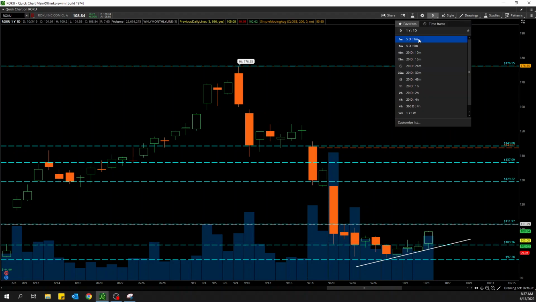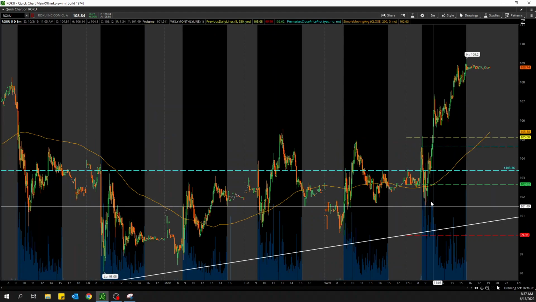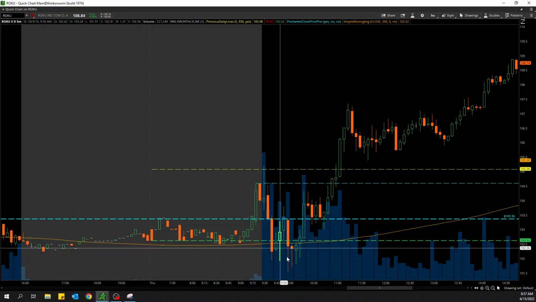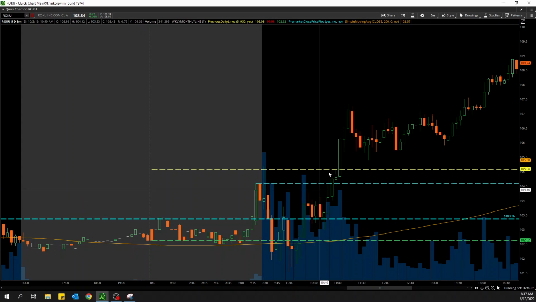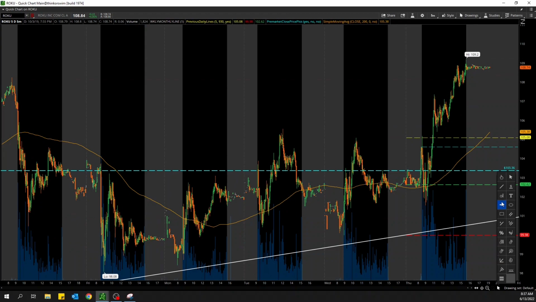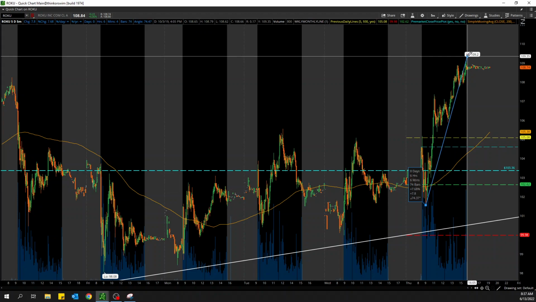So let's take a look at it. It opened up, went down, and then, like I said, it made a V. So that day it actually rallied back up to 109. So let's talk about that range. From the low to the high, it was about $7.